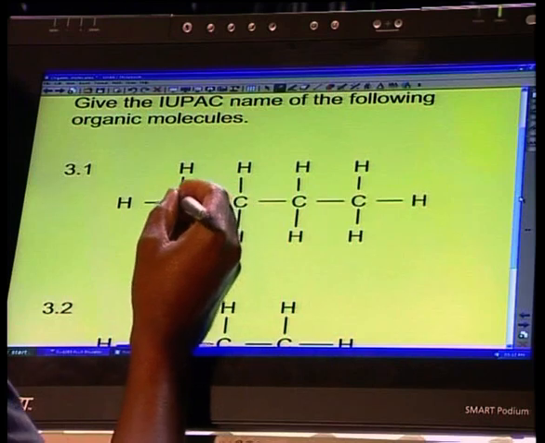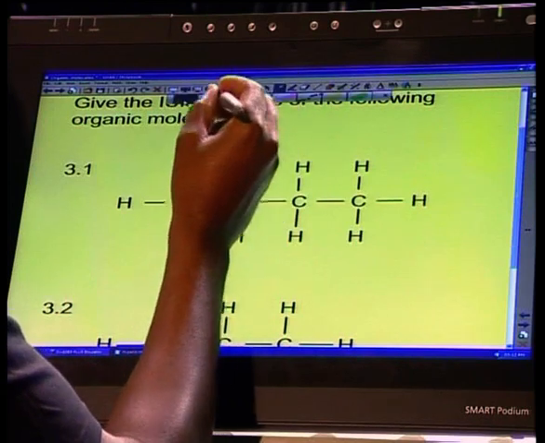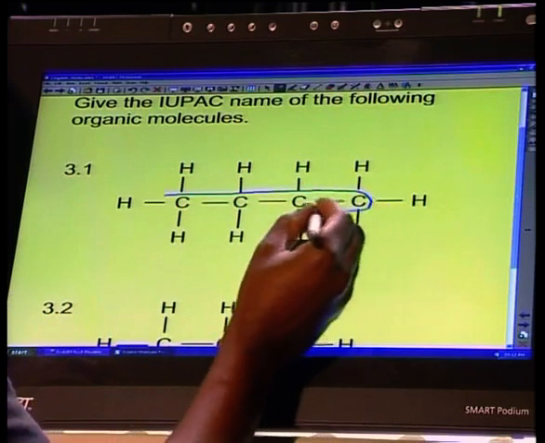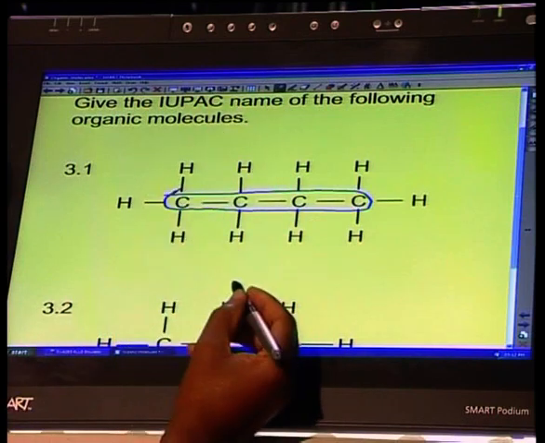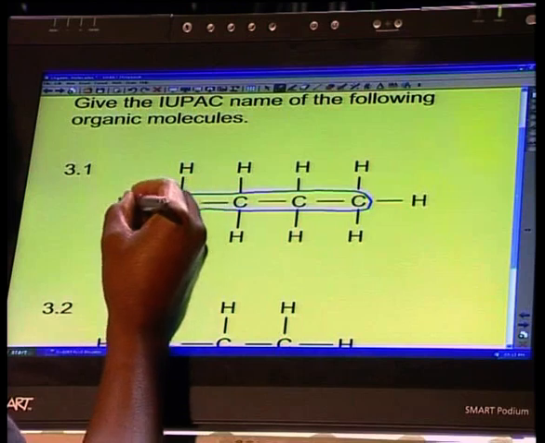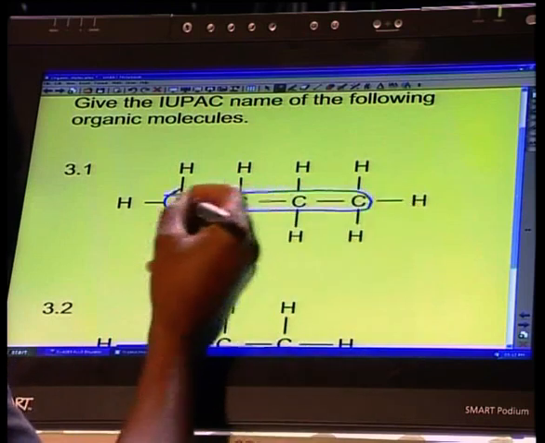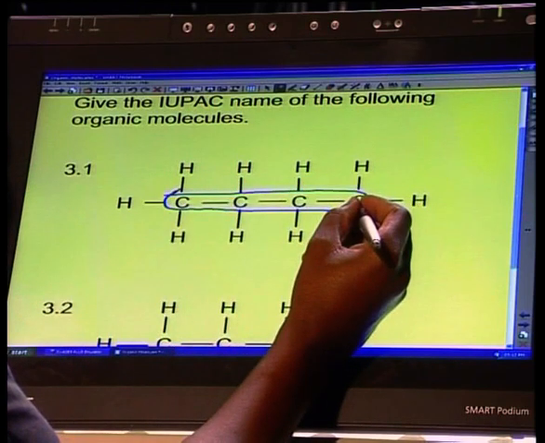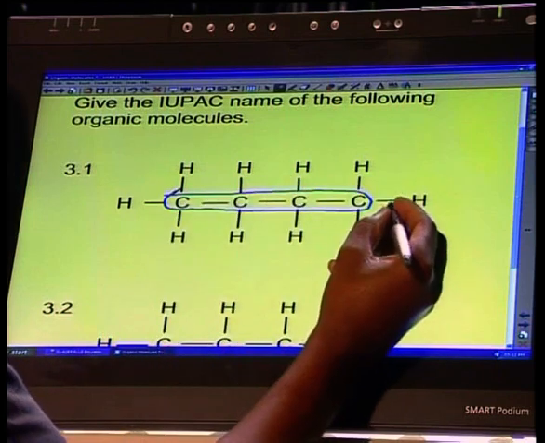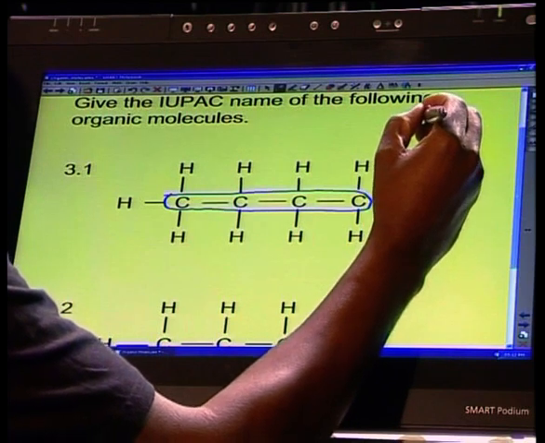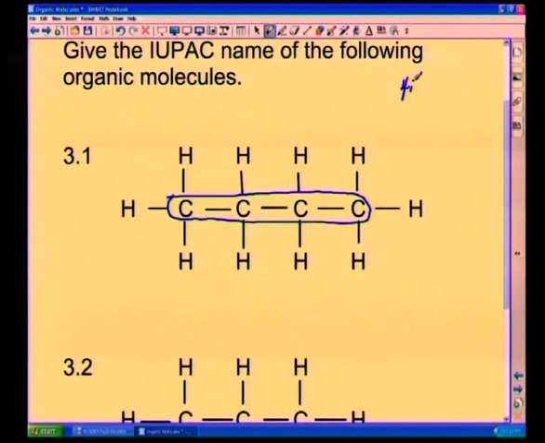I said the first thing you need to do is to identify your longest chain. Now look at this. This is your longest chain. And when we talk longest chain, we're talking about the chain of carbon atoms. So there is your longest chain. How many atoms of carbon are we having in this longest chain? We have got 4, okay? 4 atoms of carbon, and therefore I'm thinking it will have something to do with butane. So I'll write but, okay?